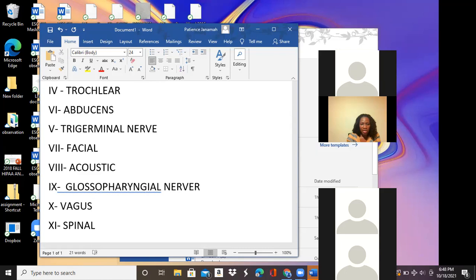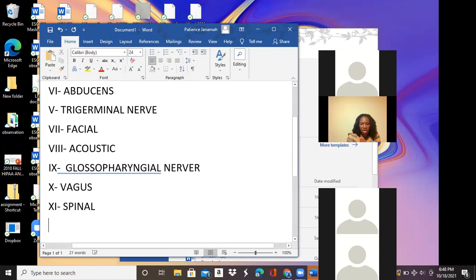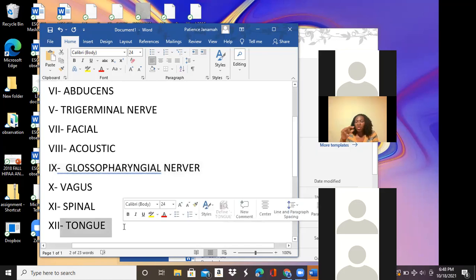And the last one will be the hypoglossal. That is cranial nerve 12. Nerve 12. It controls your tongue movement. So if you look at cranial nerve 9, 9 and 10, 9 and 12, they work on the tongue. They work in pairs. They are on the tongue.